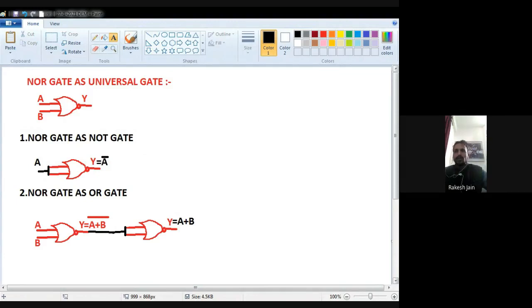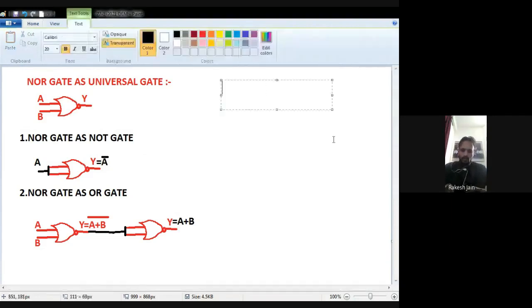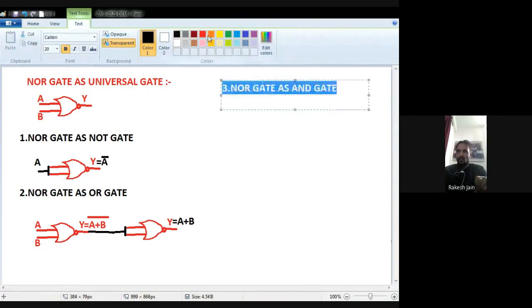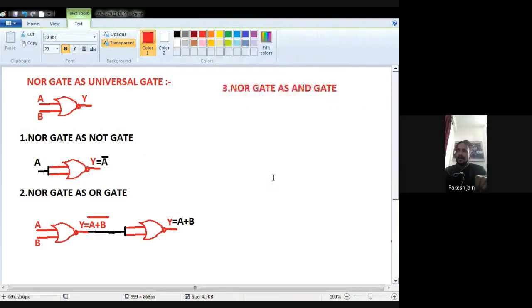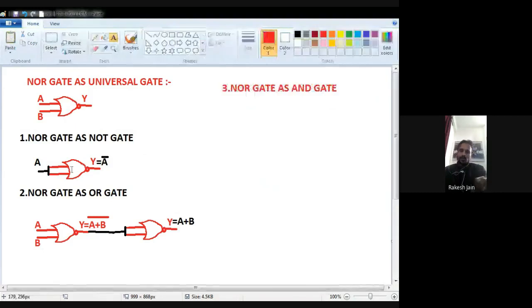Okay, now we want to build an AND gate with the help of NOR gates. So see very carefully. So now how does the NOR gate behave as an AND gate? So what is the NOR gate output?